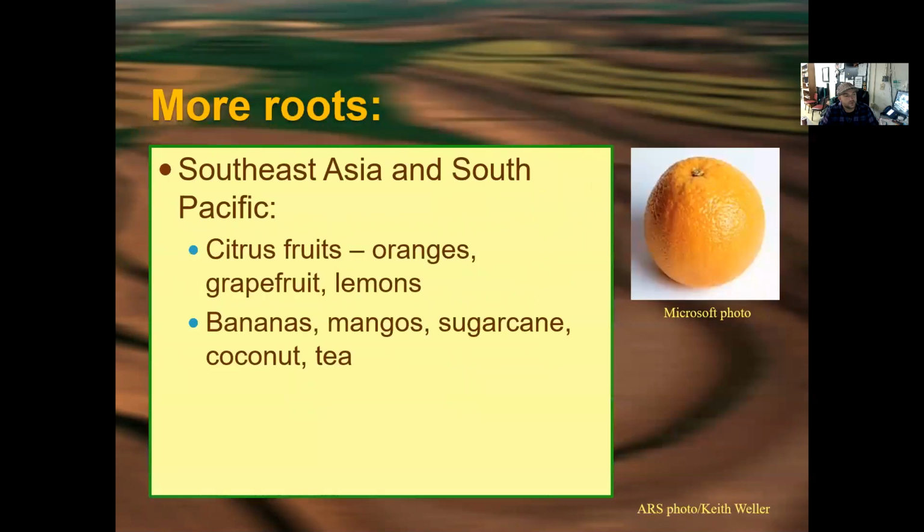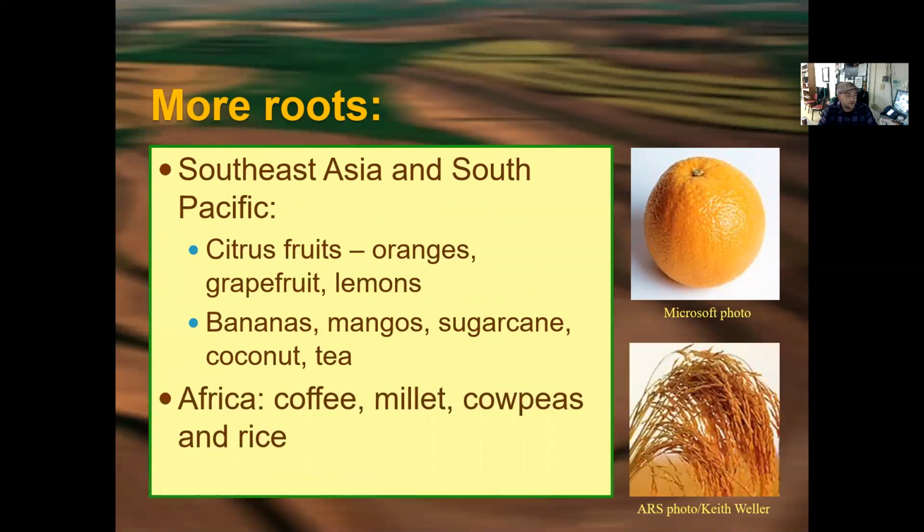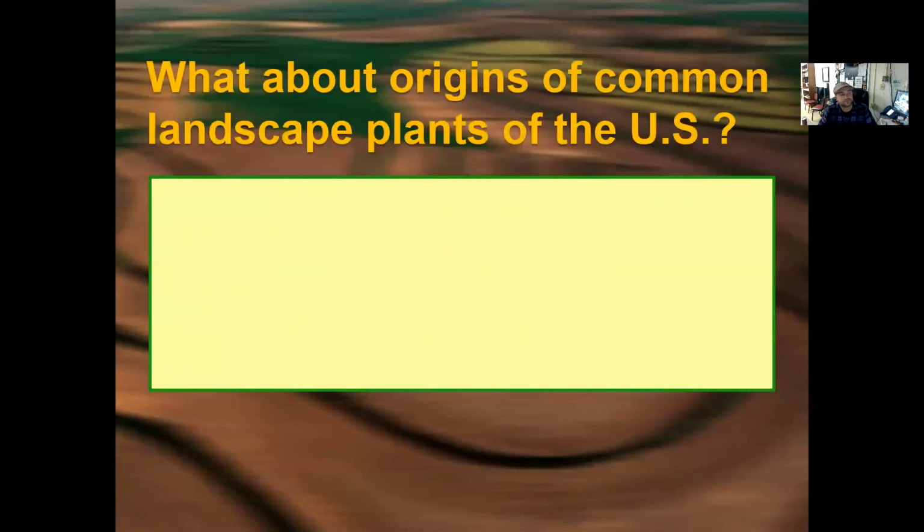So some more roots, Southeast Asia and South Pacific. That's where we ended up getting our citrus fruits from, oranges, grapefruits, and lemons, and also bananas, mangoes, sugarcane, coconut, and tea. So all these fruits typically come from a little bit warmer environment. That's why even in the United States, you see these growing much more proficiently down south in Florida. And in Africa, coffee, millet, cowpeas, and rice.